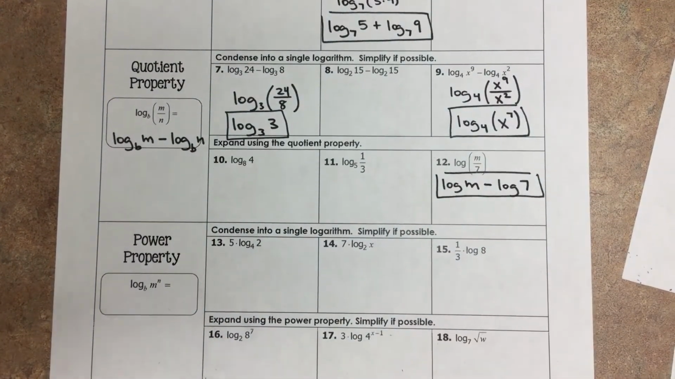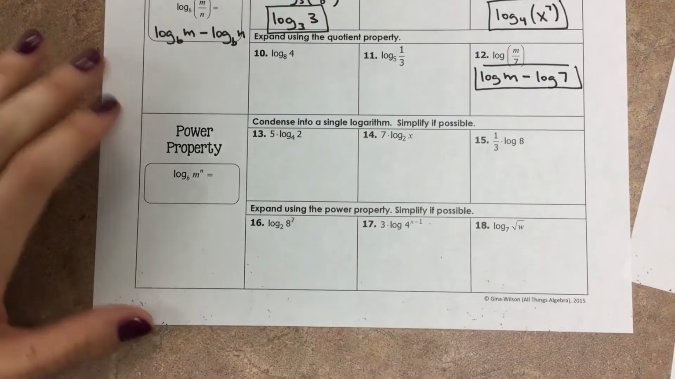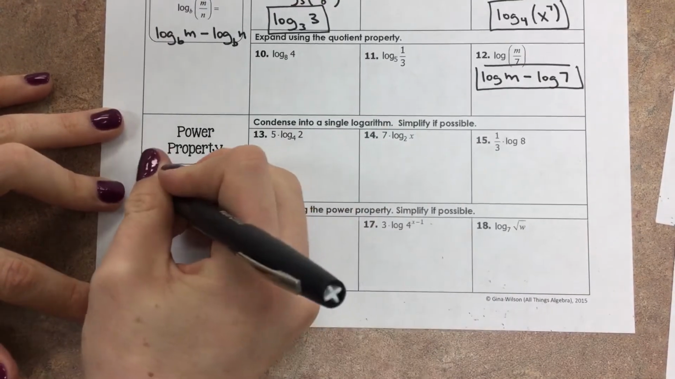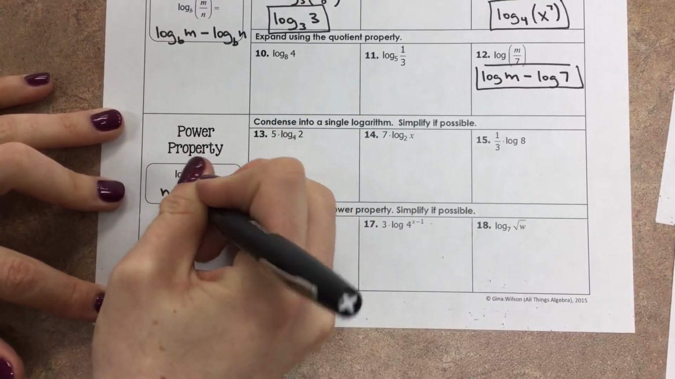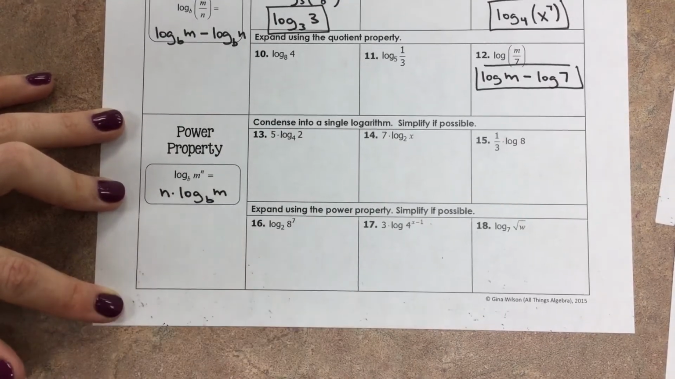All right, one more new property, that is the power property. So we have something that's written as an exponent like this. The power property tells me that that n that I have right here can move out front and multiply by the whole thing, acting like a coefficient. So that n from inside comes out front.